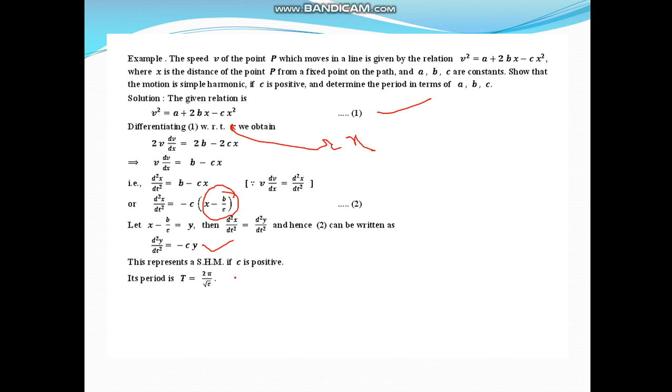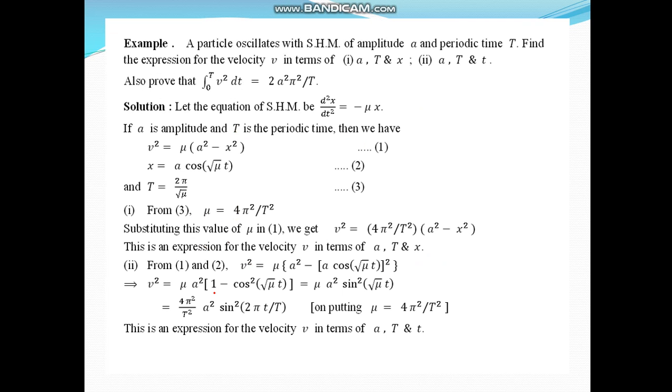But ये तभी पॉसिबल है when c is positive, क्योंकि c अगर निगेटिव लेंगे तो ये निगेटिव निगेटिव पॉजिटिव हो जाएगा. तो c must be positive. Actually it is given in condition. Now time period T, twice pi, it is given twice pi by under root c. It is our time period.